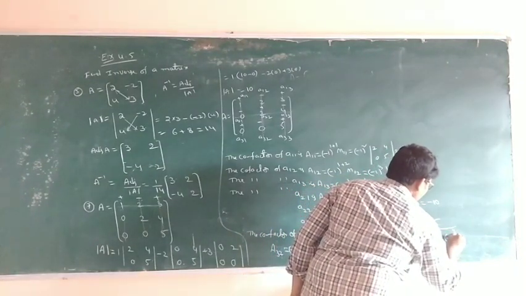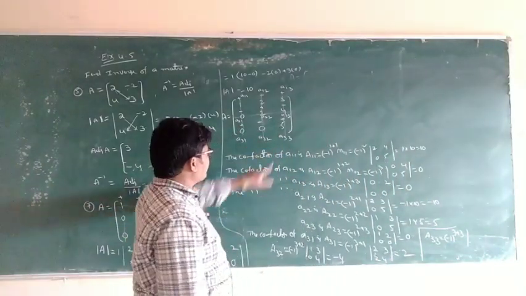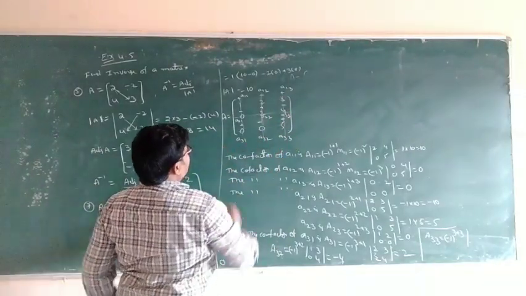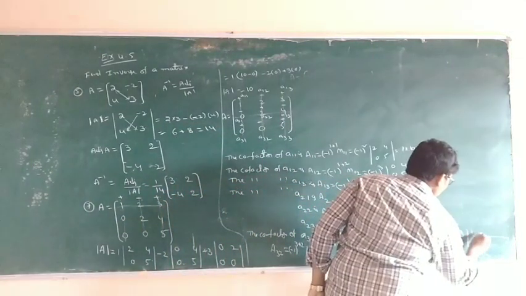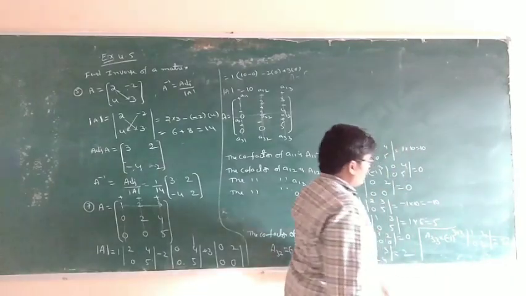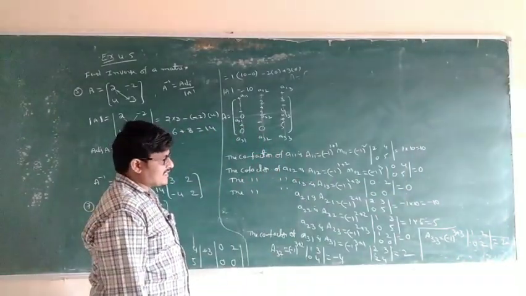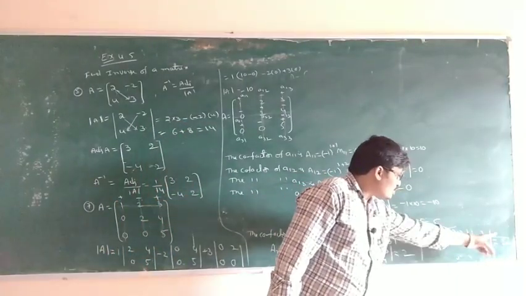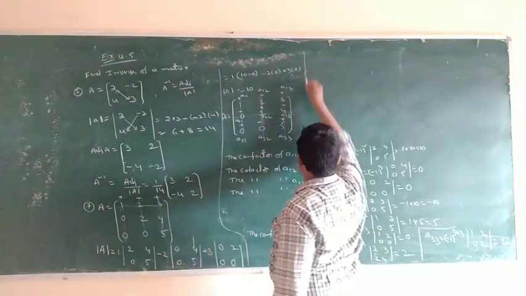A33 is equal to minus 1 whole power 3 plus 3, into capital A33. This is with the corresponding column and row deleted: 1 2, 0 2. So that is equal to 2. Minus 1 whole power 3 plus 3 is equal to minus 1 whole power 6, equal to 1. Cross multiplication: 1 into 2, 2 minus 2, equal to 0. So this is the final one.